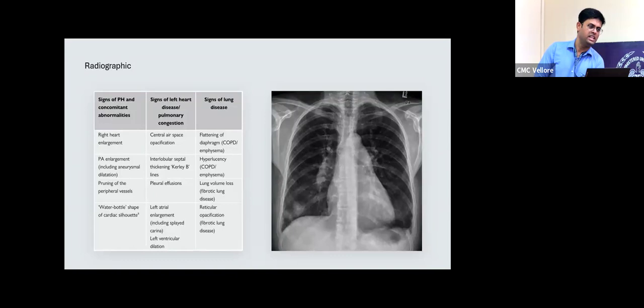Mainly, an X-ray is not done to diagnose pulmonary hypertension. By the time you do an X-ray, you will know the probable diagnosis of pulmonary hypertension. But it is done to rule out other causes and find out underlying causes like bony abnormalities such as kyphoscoliosis, or features of left-sided heart disease or interstitial lung disease. So it serves the purpose of finding out the underlying cause of pulmonary hypertension.